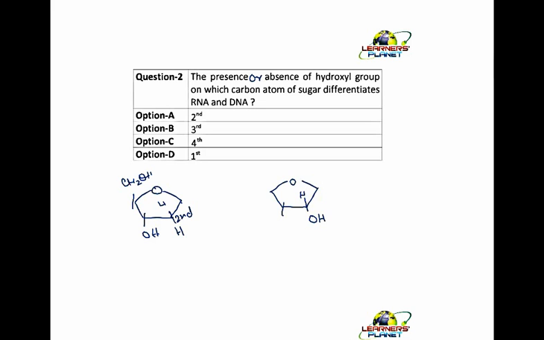This is OH over here, this is again OH, H, and here we have CH2OH. To the first carbon atom, a nucleotide base is bonded, and to the third carbon atom there is a phosphate group. Remember its structure, students. This is the first carbon atom. This is DNA, that is deoxyribonucleic acid.